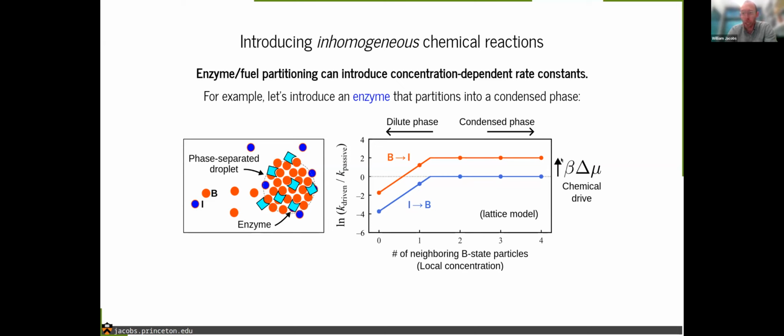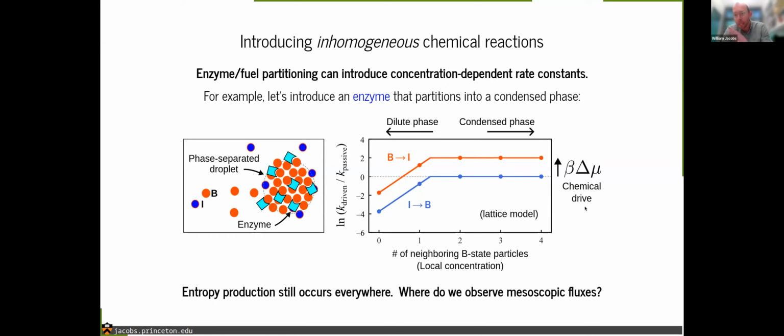And so, again, obeying local detail balance gives you this relationship between the forward and backward rates and the driven and passive pathways. Right, so this is still going to give us entropy production everywhere. We want to ask, where do we actually see mesoscopic fluxes?